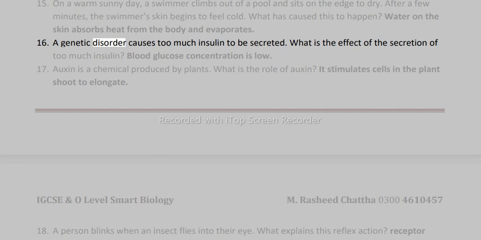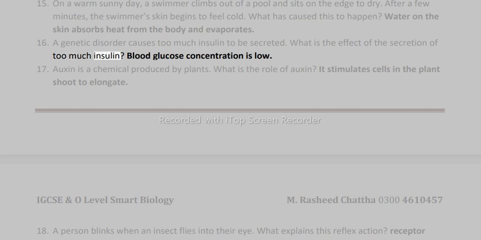16. A genetic disorder causes too much insulin to be secreted. What is the effect of the secretion of too much insulin? Blood glucose concentration is low.